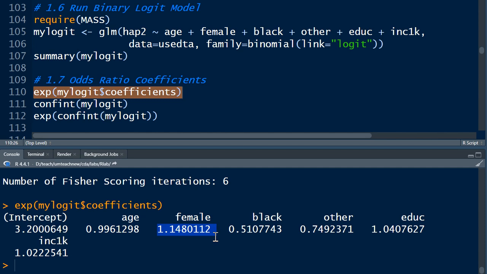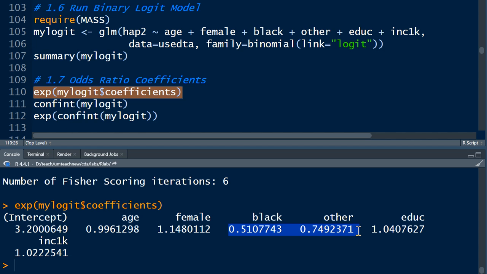So let's pick female as another example. Again, holding all other variables constant, a net of effects of all other covariates, being female as opposed to being male is going to what? Increase or decrease? Here, we're going to say increase. Why? This is a factor change. So for any factor change with its magnitude greater than 1, that's an increase. So being female as opposed to being male is going to increase the odds of being happy by a factor of 1.1480112.